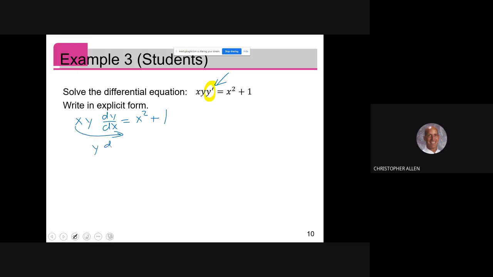So you get y dy equals x squared plus 1 over x. And then the other thing is I'm just going to go ahead and multiply by the dx to the other side. So now I've got my variables separated.